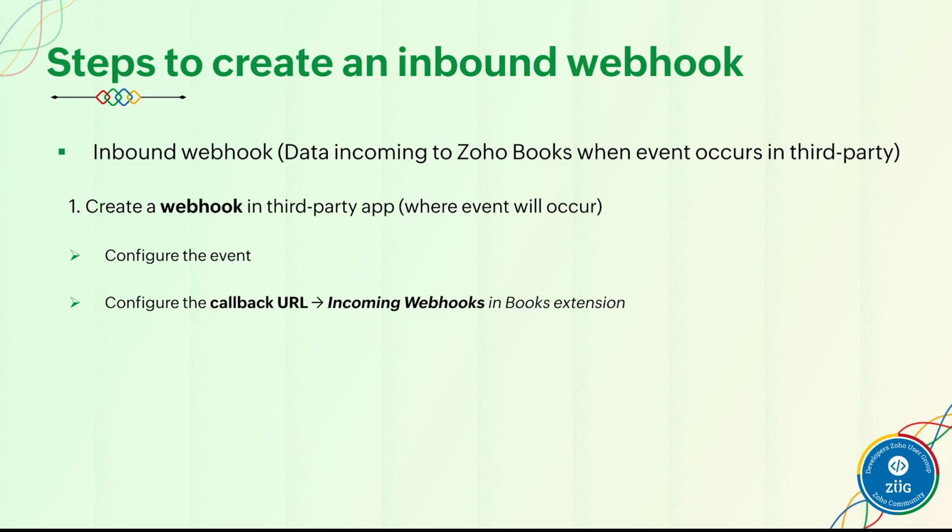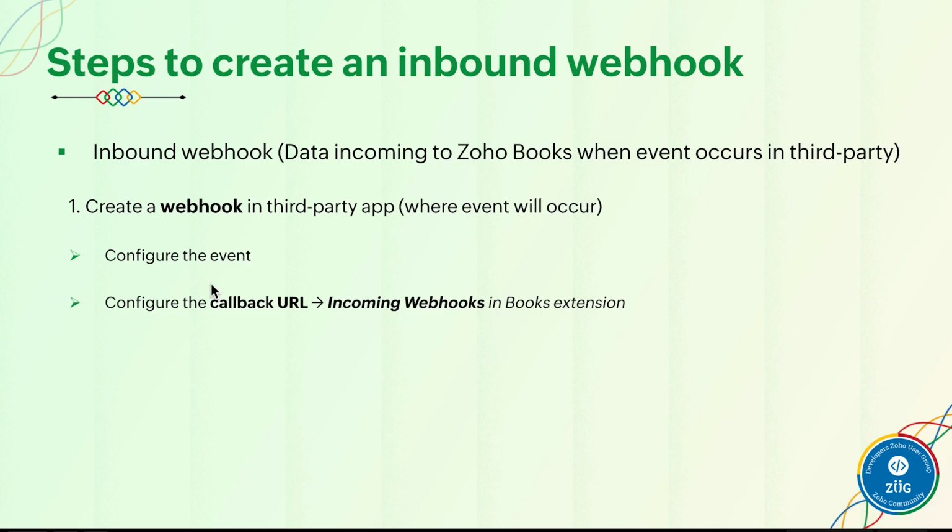To achieve this while developing a Zoho Books extension, you can make use of an incoming webhooks function. Within this extension, you need to create an incoming webhooks function. Once it is created, you will be provided with a unique URL for this particular function. This URL acts as the callback URL and you will configure it in the webhook settings of the third-party application. These incoming webhook functions serve as the entry point for incoming webhook data and therefore support inbound webhook functionality in Zoho Books extensions.